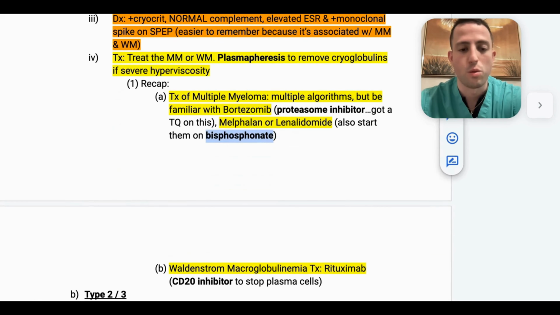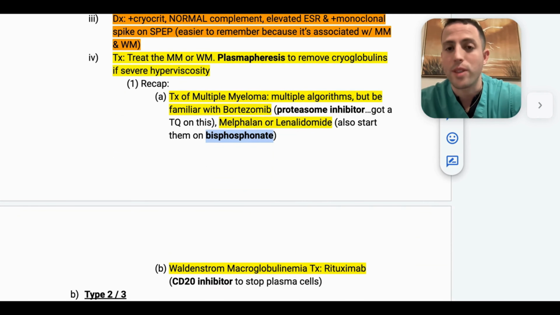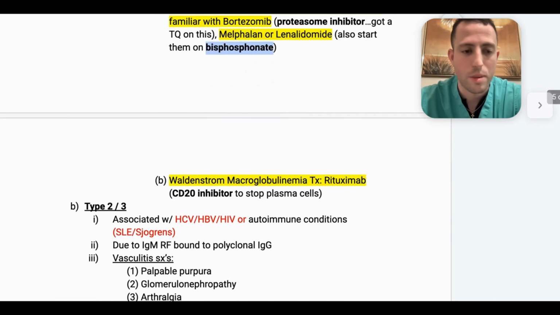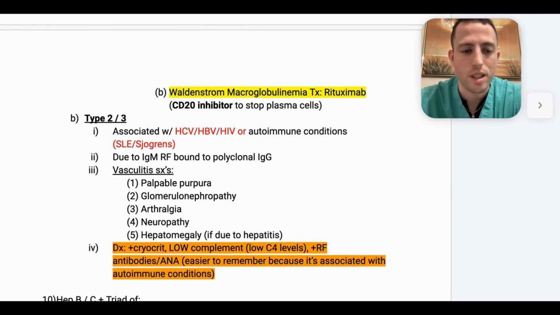All right, for Waldenstrom macroglobulinemia, the treatment here is plasmapheresis if they have the cryoglobulins causing severe viscosity, or you can also use rituximab, which is a CD20 inhibitor, to stop the plasma cells from proliferating with this plasma cell dyscrasia. Let's talk about type 2 and type 3 cryoglobulinemia.